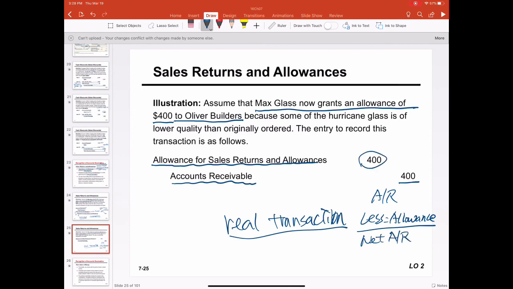In this journal entry, the credit to accounts receivable will decrease accounts receivable by $400, and the debit to allowance for sales return and allowance will also decrease this by $400. So the net accounts receivable does not change.